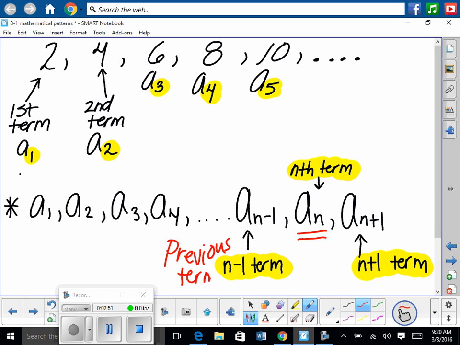And then the a sub n plus 1 means the term that comes after, the next term. So, for example, if I was talking a sub 10, that would be our 10th term, then the next term would be 10 plus 1, which is 11. So it makes sense how that's the next term, right? Does everybody understand the n plus 1, the n minus 1? N minus 1 means previous term, n plus 1 means next term, and the a sub n term means whatever term we're talking about. Questions on any of that?